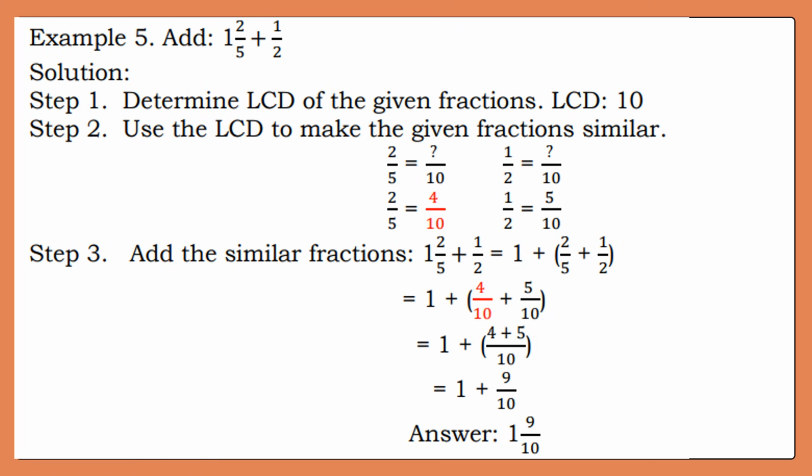Example number 5, add 1 and 2/5 plus 1/2. Solution, step 1, determine the LCD of the given fractions. The LCD is 10. Step 2, use the LCD to make the given fractions similar. Step 3, add the similar fractions. Therefore, the answer is 1 and 9/10.